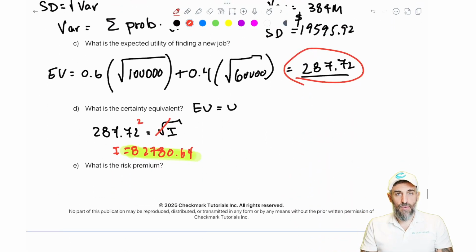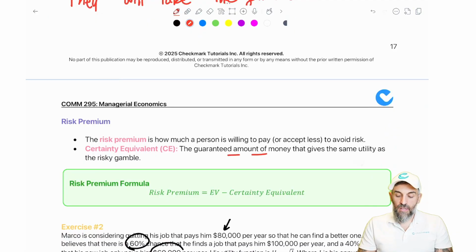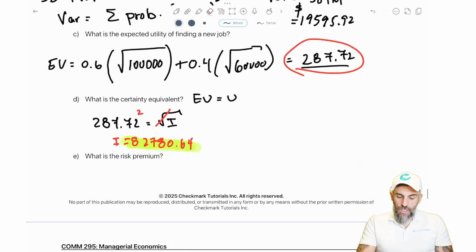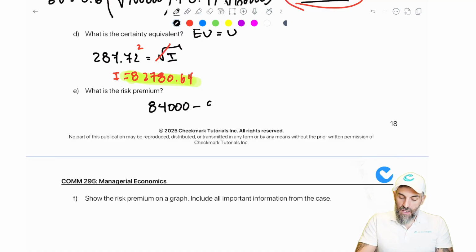That's the certainty equivalent. The amount, and if you go back to the way I wrote the definition, it is the guaranteed amount of money that gives the same utility as the risky gamble. So the risk premium, guys, is the difference between the expected value, the 84, and that number.